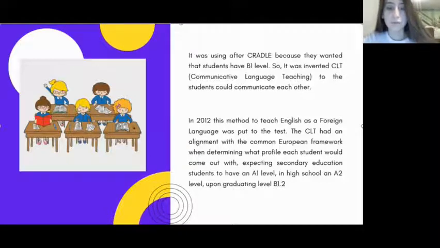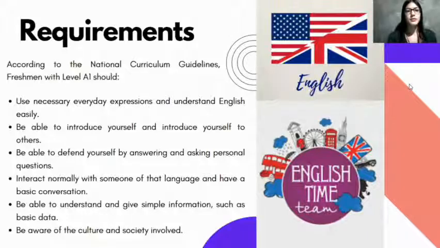In 2012, this method to teach English as a foreign language was put to the test. The CLT had an alignment with the Common European Framework when determining what profile each student would come out with, expecting secondary education students to have an A1 level, in high school an A2 level, and upon graduating level B1 too. Requirements. According to the National Curriculum Guidelines, freshmen with level A1 should use necessary everyday expressions and understand English easily.